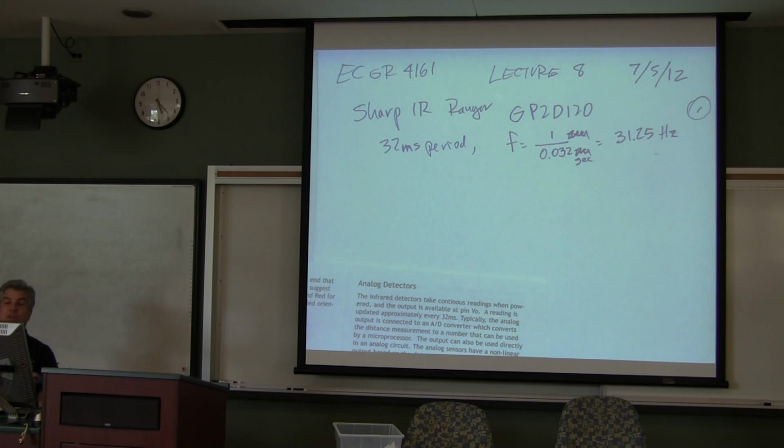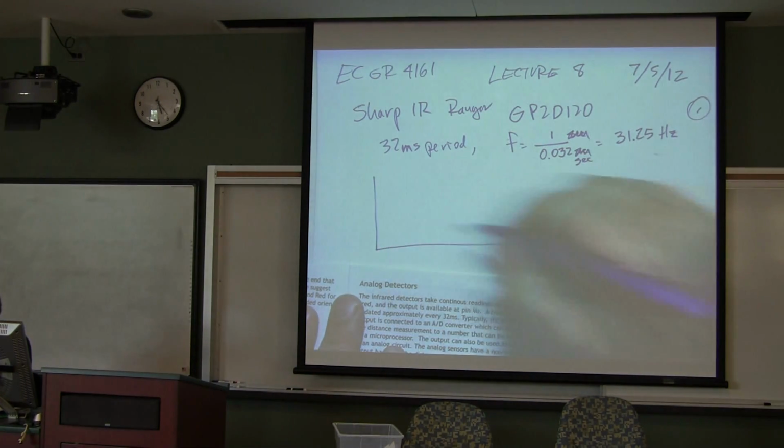You can actually read the value more frequently than that, but it won't change. So if you read it once every millisecond, you'll get the same measurement 32 times. If you read it once every 10 milliseconds, you'll get 3 of them that will be the same. Sometimes 4, right? Why would it be 4? Round it up.